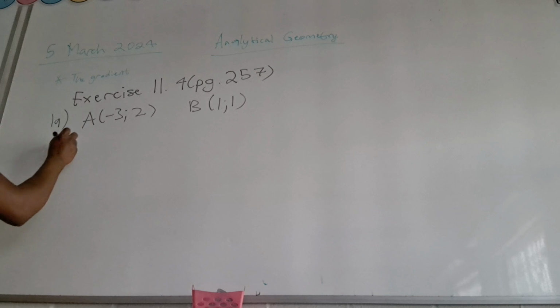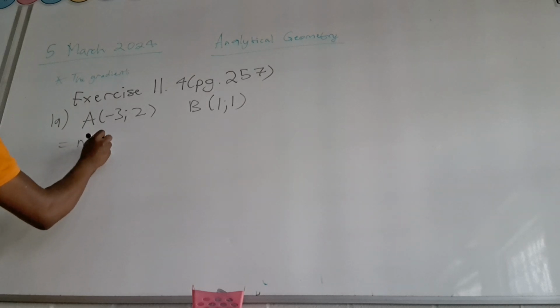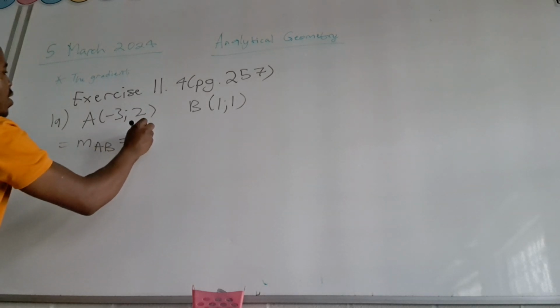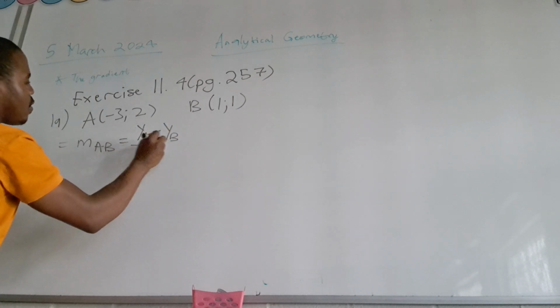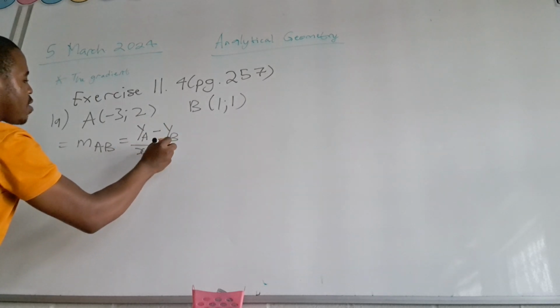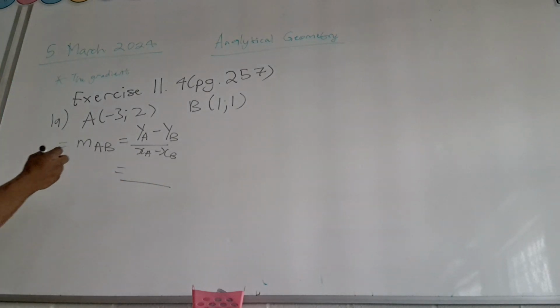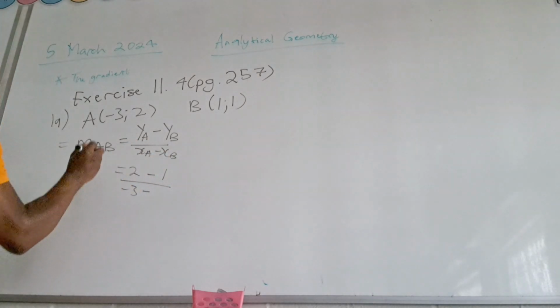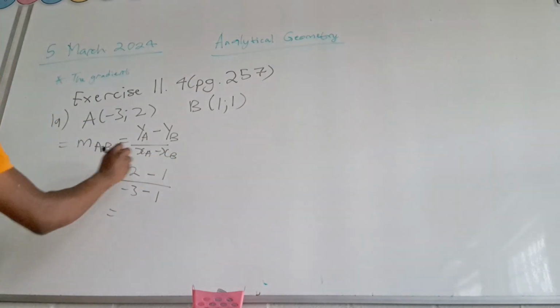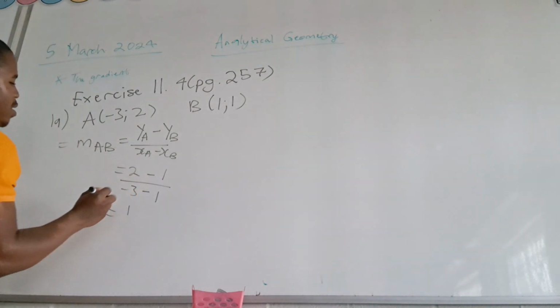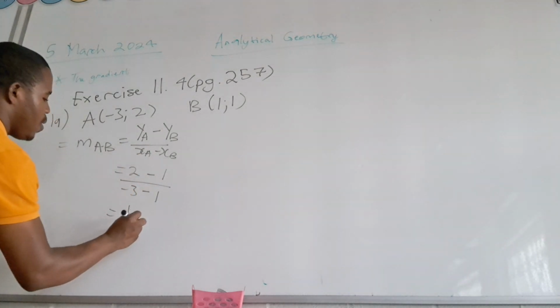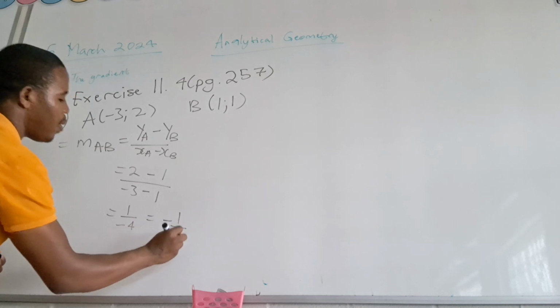Then you work out the gradient. M_AB is YA minus YB divided by XA minus XB. What is the y coordinate of A? It is 2, minus what is the y coordinate of B? It is 1. X coordinate of A, negative 3, minus X coordinate of B, 1. 2 minus 1 is 1. Negative 3 minus 4 is negative 4. Final answer is negative 1 over 4.